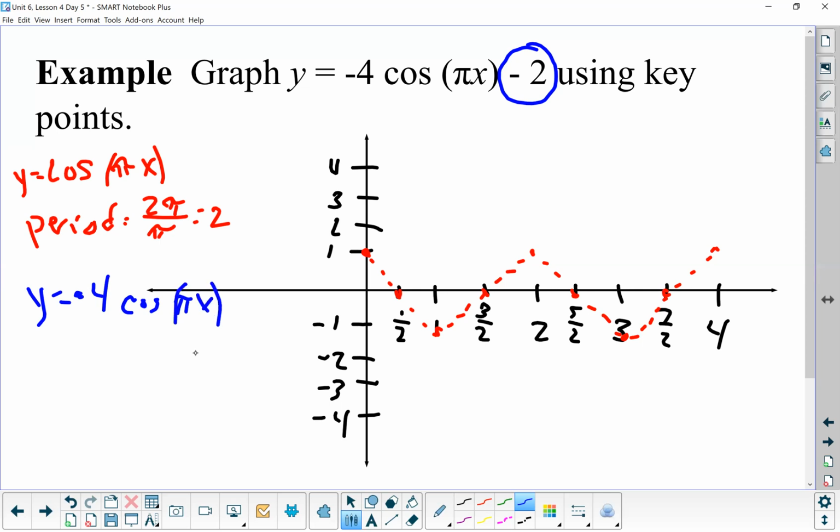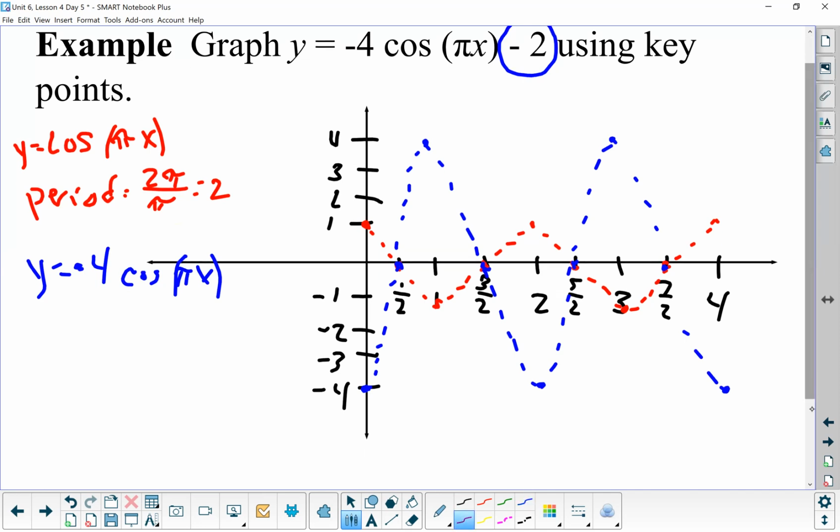Negative 4 cosine pi x. So I take every value and multiply by negative 4. And the last thing I'm going to apply is that -2 at the end.